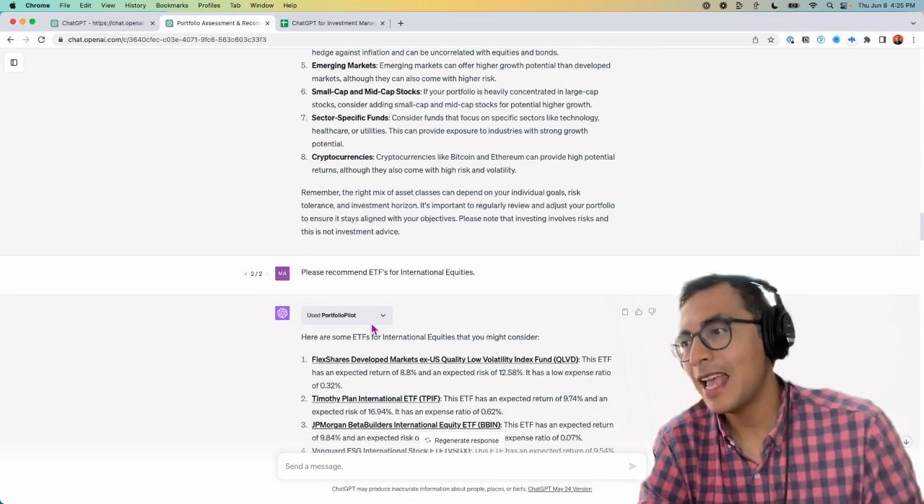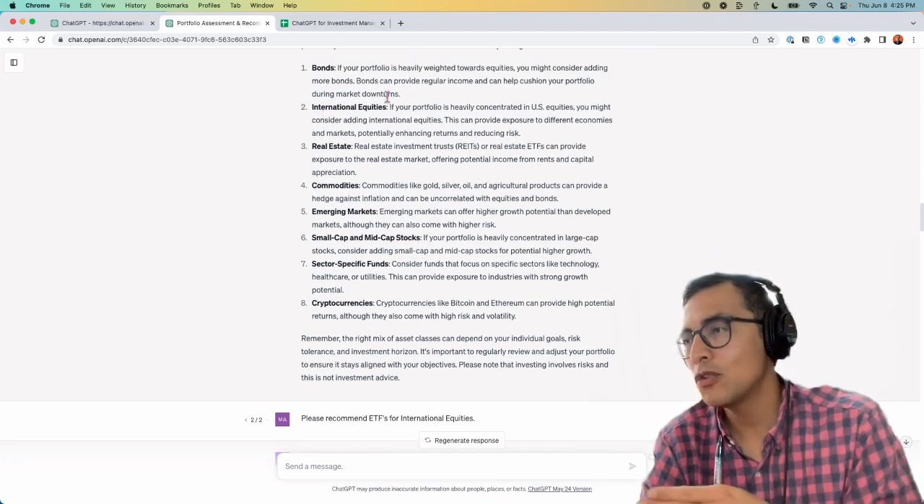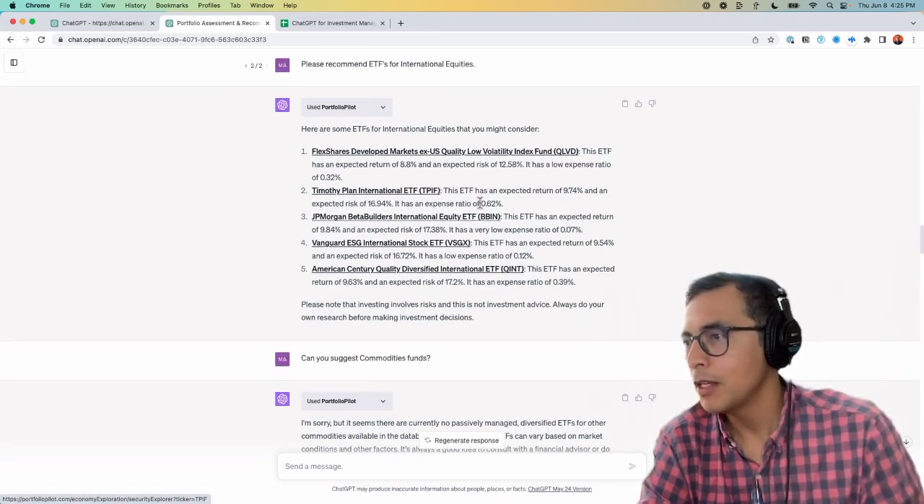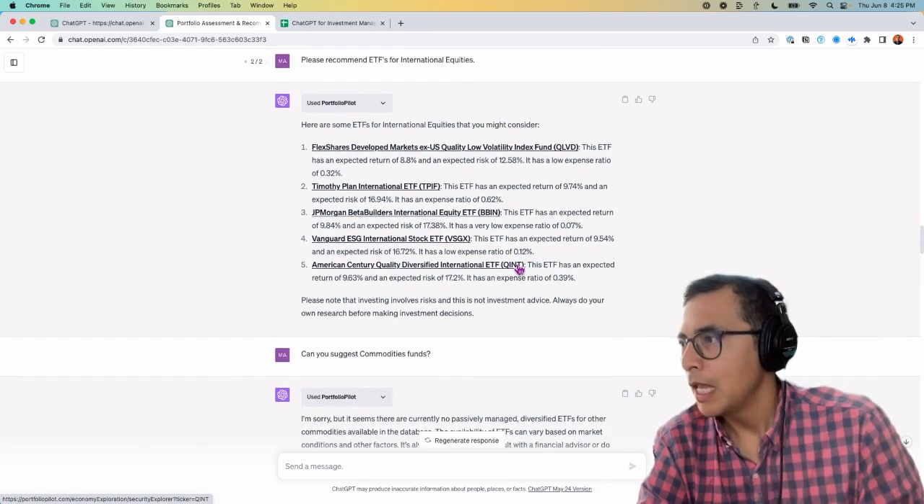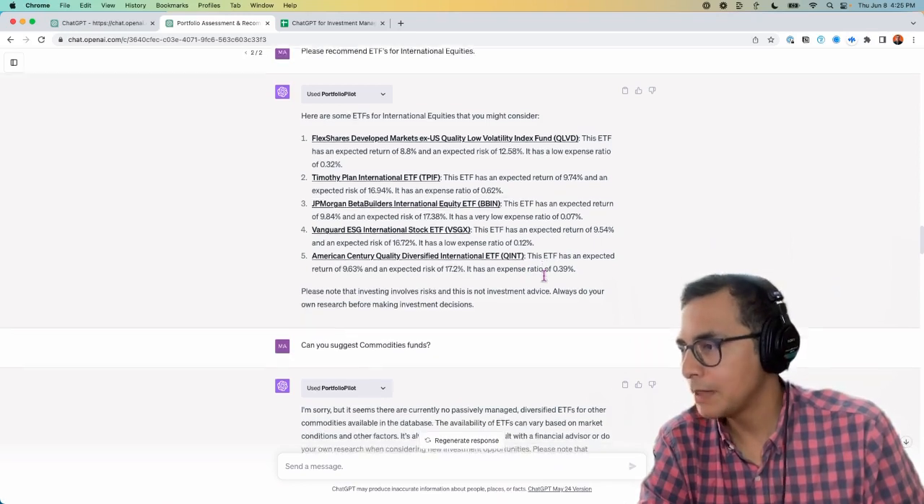The next thing that I ask is for ETFs that would help me fill this international equities bucket. And let's see what ChatGPT returns with. A couple of interesting options here. Okay. And I think these are some good recommendations.